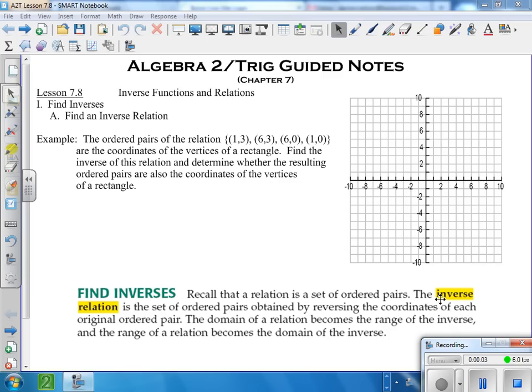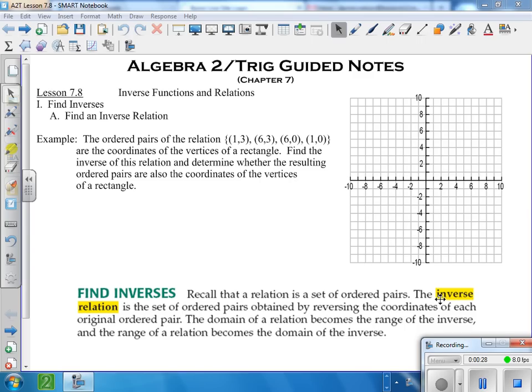Lesson 7-8 here, we're going to look at inverse functions and inverse relations. And we're actually going to do relations first. Recall that a relation is a set of ordered pairs. If we look at this example, the ordered pairs of the relation are (1, 3), (6, 3), (6, 0), (1, 0).